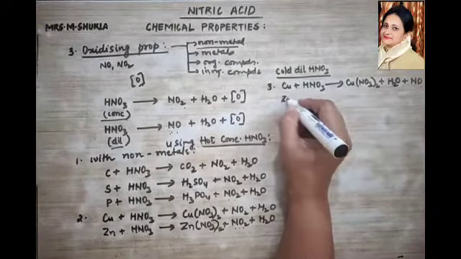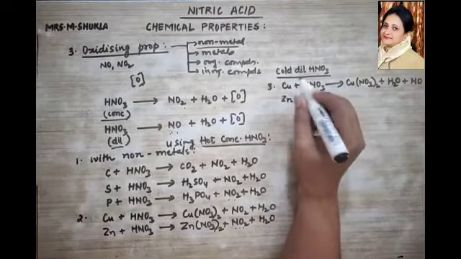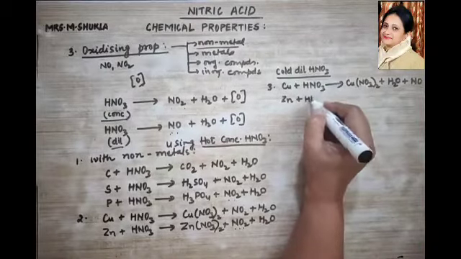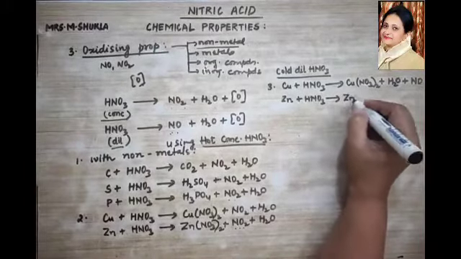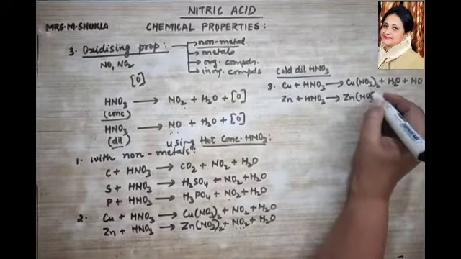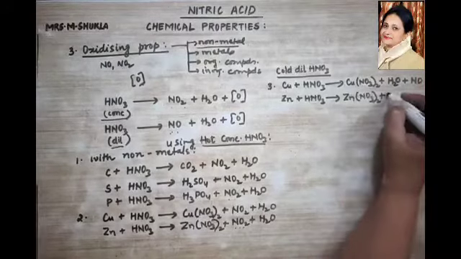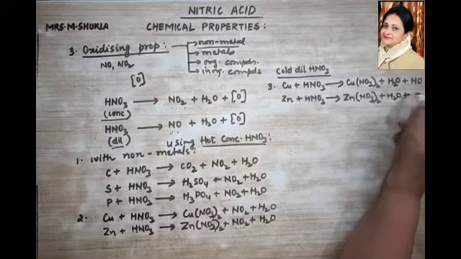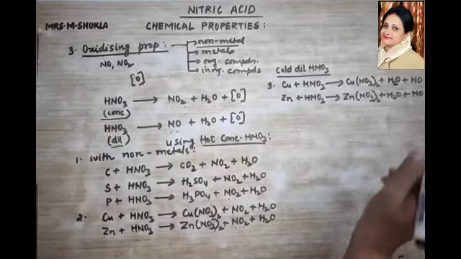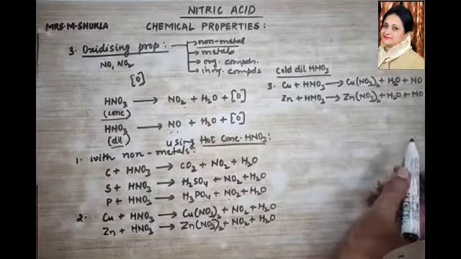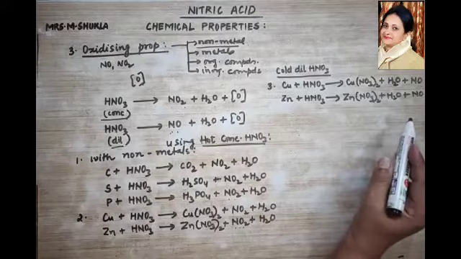Okay, let's take another example. Zinc when treated with cold dilute HNO3. Okay, with cold dilute HNO3, it will form Zn(NO3)2 plus water plus, because it is dilute, it is going to form nitric oxide. I hope till here it is very clear to you.